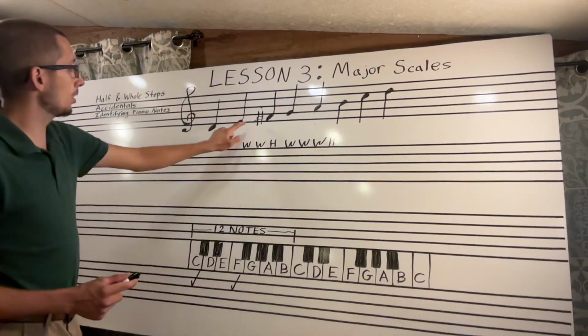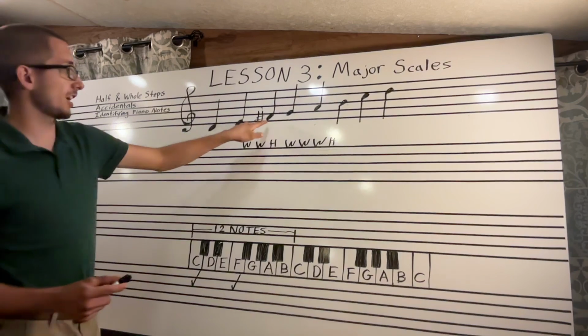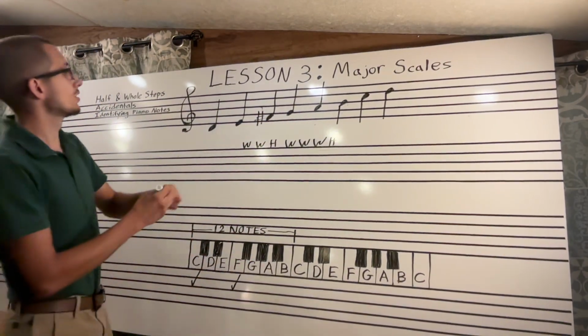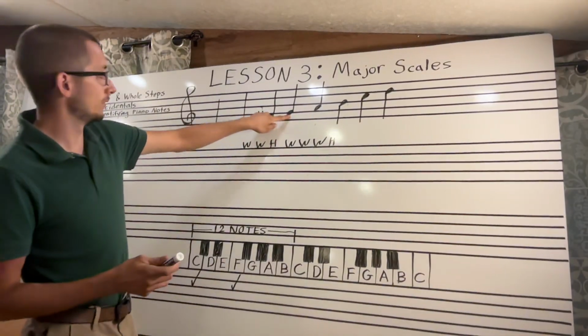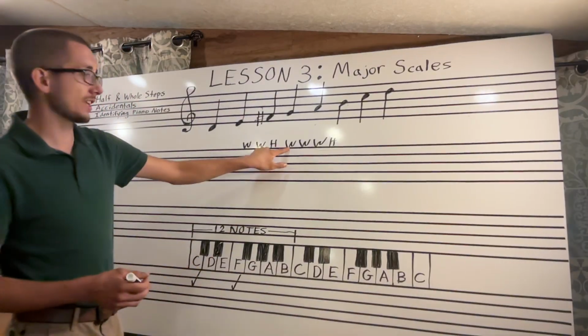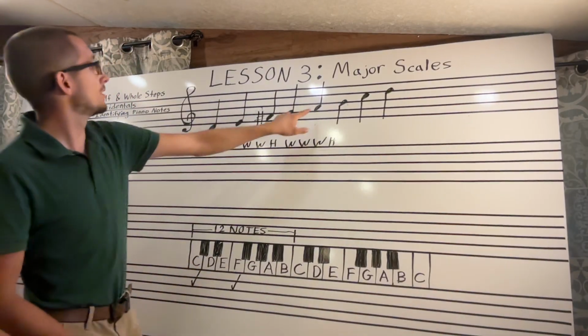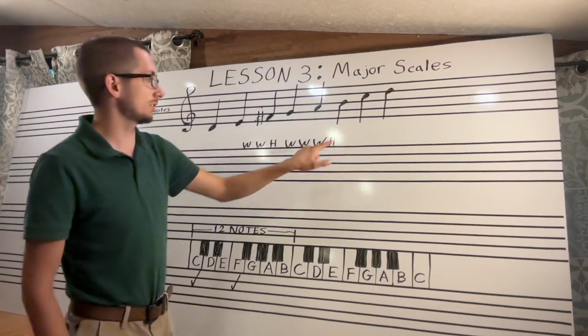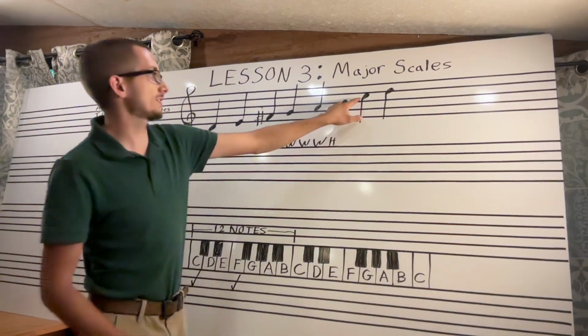So we got whole, whole, now we need a half step. F sharp to G, is that a half step? Yes, it is. So that G is good to go. No sharps needed on that note. G to A. Is that a whole step? Yes, it is. A to B. Whole step. B to C. Whole step? No, that's a half step.